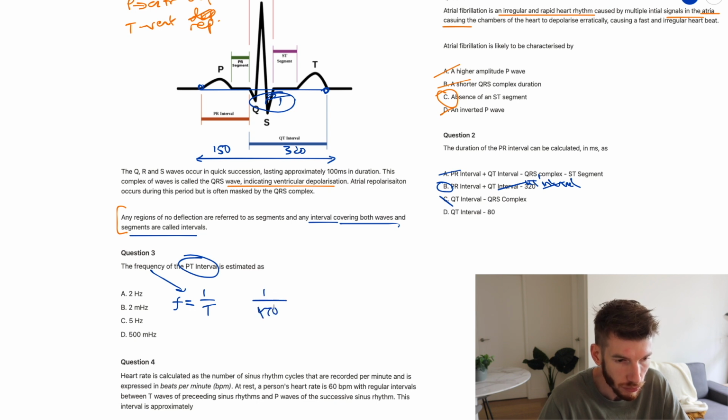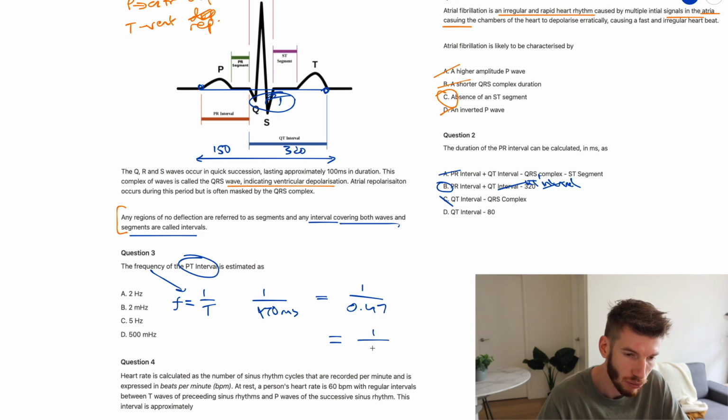So what we have to do is then convert that into seconds because milliseconds is not standard units. So that would be 0.47. And suddenly now we can work out the frequency of this interval. So 0.47, I would just say, well, that's around about half.